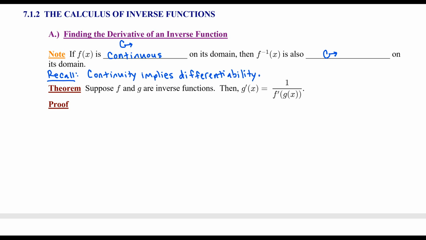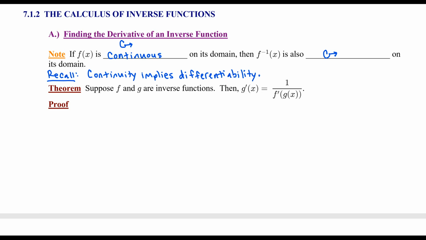Now, the following theorem will express the relationship between the derivative of a function and the derivative of its inverse. Suppose that f and g are inverse functions. Then g prime of x is equal to 1 over f prime of g of x. Notice we've got a composition there in the denominator. Now, to help you understand this formula, we're going to go through the proof.